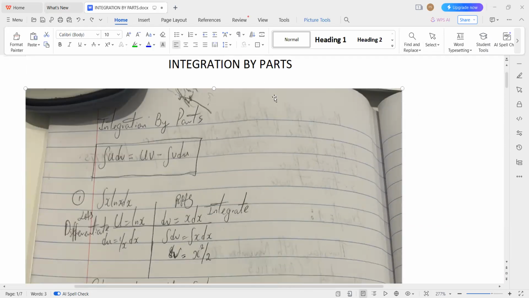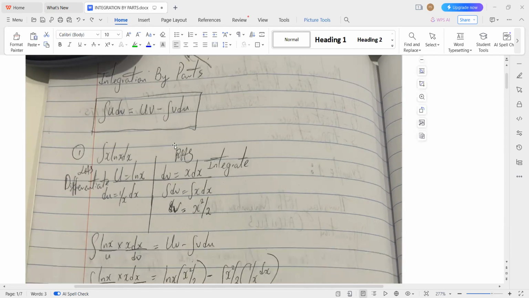This week we're gonna be talking about integration by parts. So integration by parts, we have a formula for it, which is this: integral of u dv is equal to uv minus integral of v du. So let's look at the very first example. It says find the integral of x natural log of x dx.